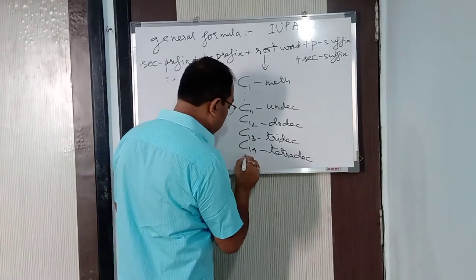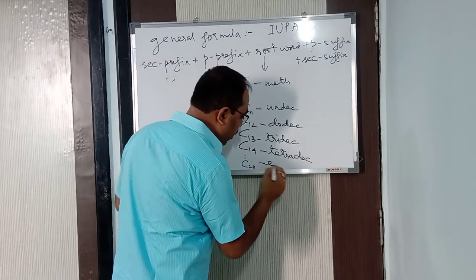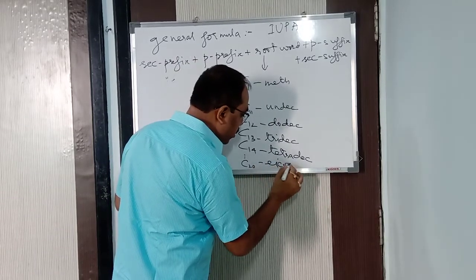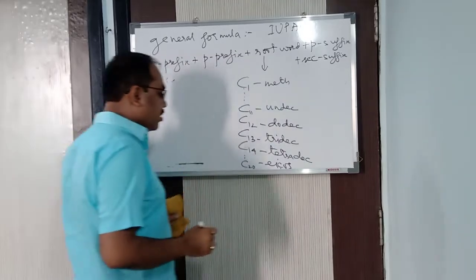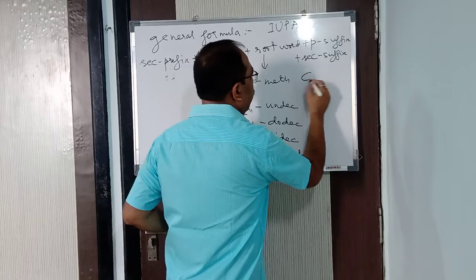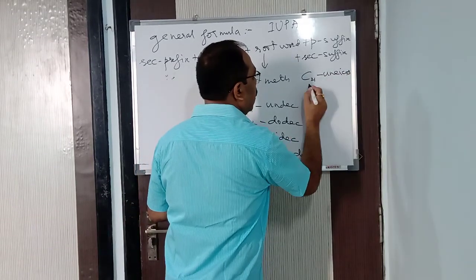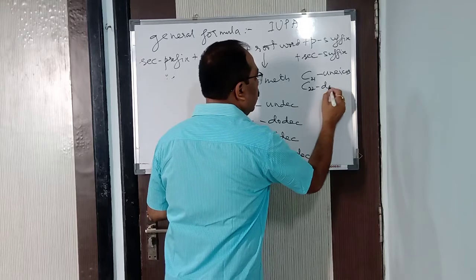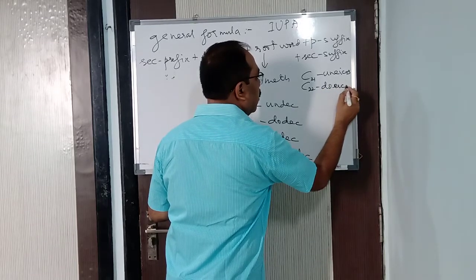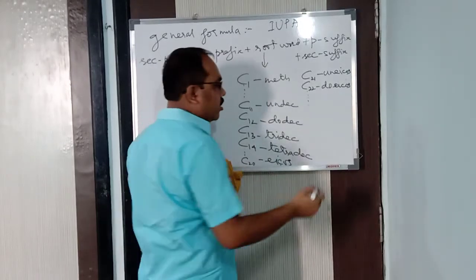What about C20? Is it decadec? No, it is icos. C20 is icos. Next, what about C21? C21 is anicos. C22, doicos. Similarly, C23, triicos, tetraicos, it will go on.